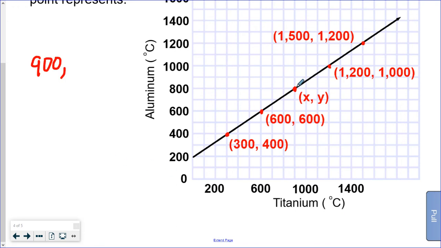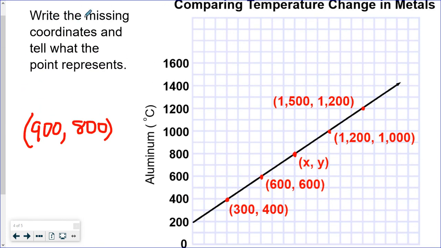Now I want to do the y coordinate, which would go sideways. This one might be a little easier because it looks like it's pointing straight at 800. But just to make sure, this is 100, 200, 300, 400, 500, 600, 700, 800. So that does look like it's pointing right at 800. So I'm going to go ahead and put 800 for the y-axis number. Okay, so the first part of my problem is done. It says write the missing coordinates: 900, 800.